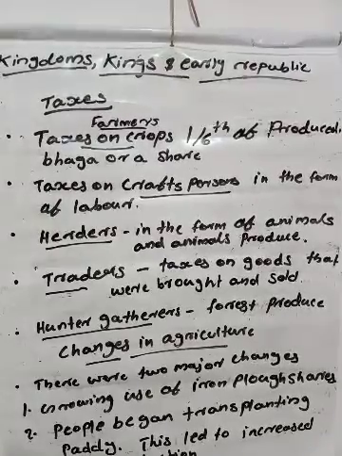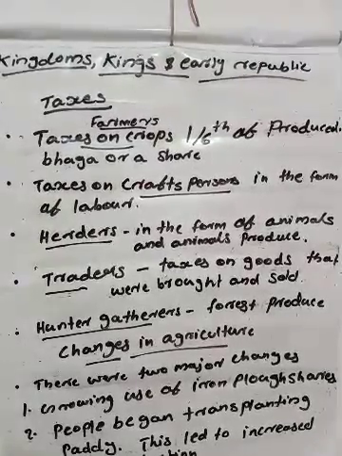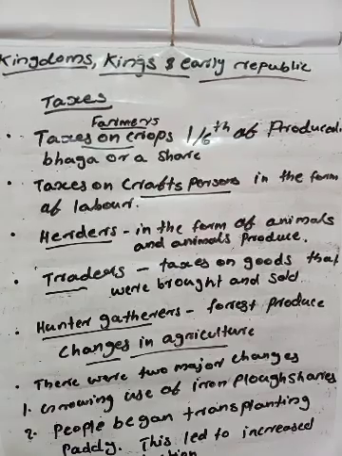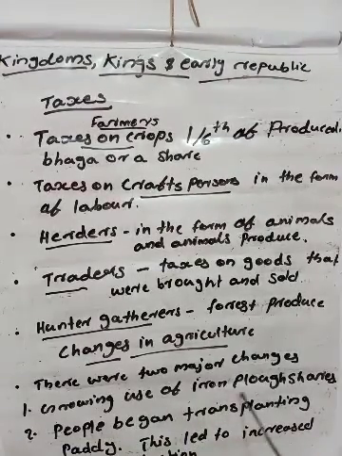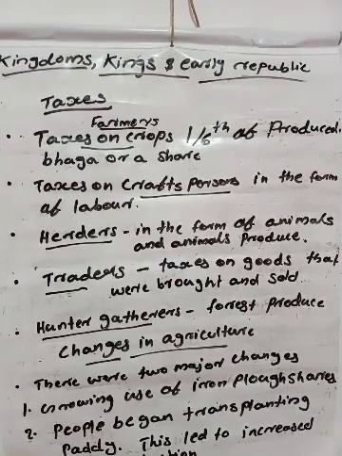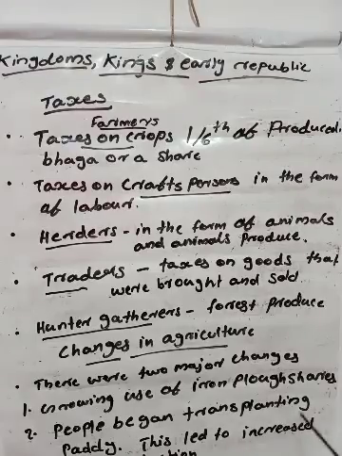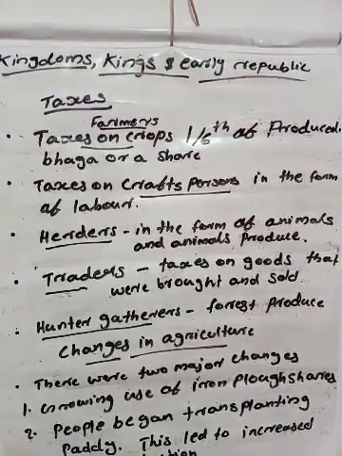Then the changes in agriculture. There were two major changes in agriculture. One was the growing use of iron plowshares. That is very important. The second one, people began transplanting paddy. These are the important changes in agriculture.